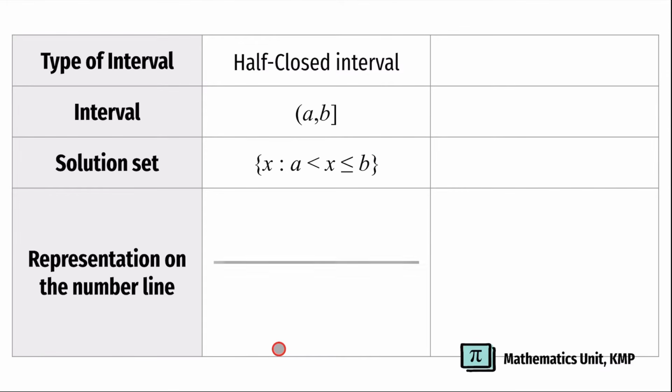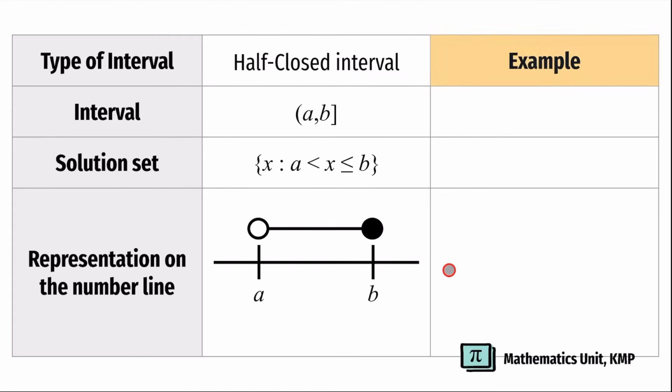For the number line, we're going to use an empty circle because we're using the round bracket or less than. And for b, we're going to use a closed circle because we're using the square bracket and less than or equals to. Then let's connect these two circles with a straight line. Now take a look at the example.